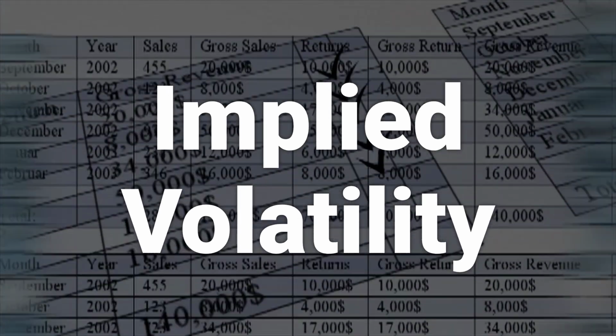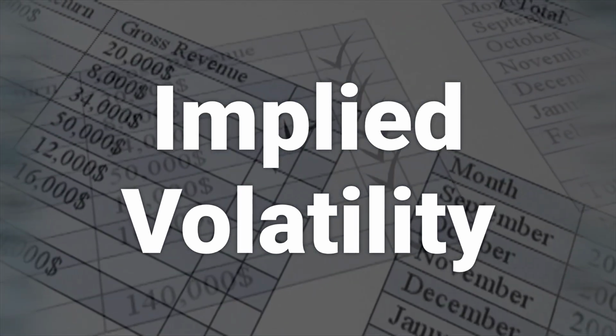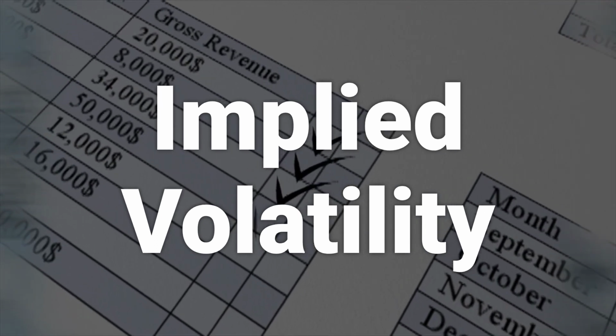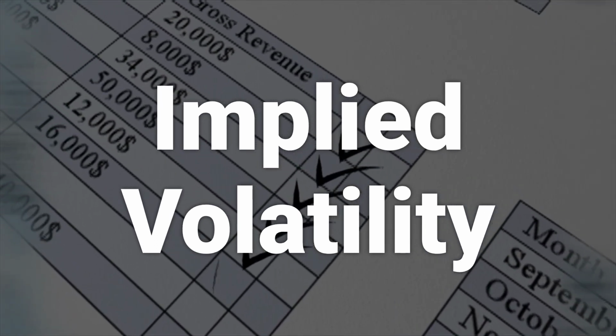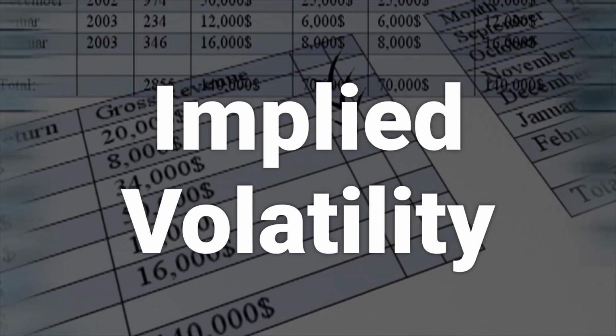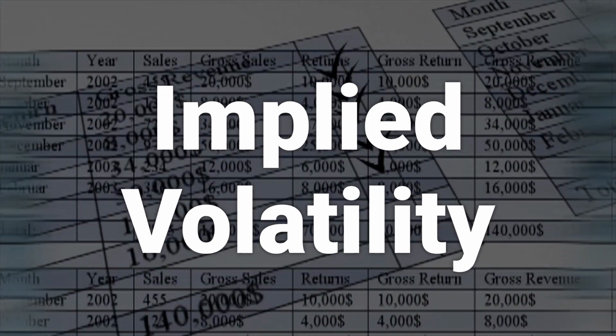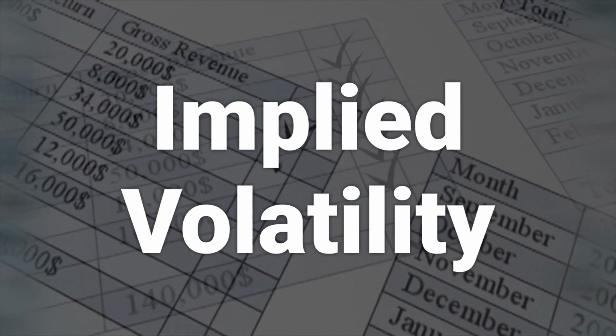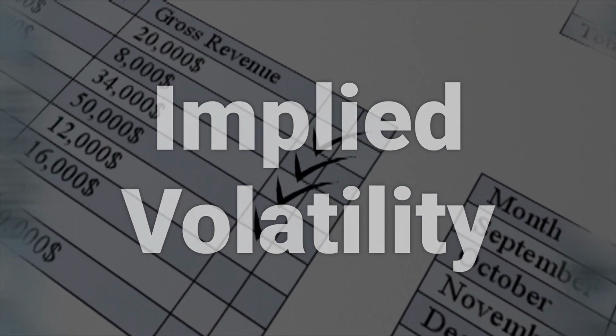Implied volatility is not a Greek, but it is related to them. It forecasts how volatile the stock underlying an option will be in the future. Implied volatility is based on factors such as comparing an underlying stock's historic volatility to its implied volatility, and it is often provided on options trading platforms.